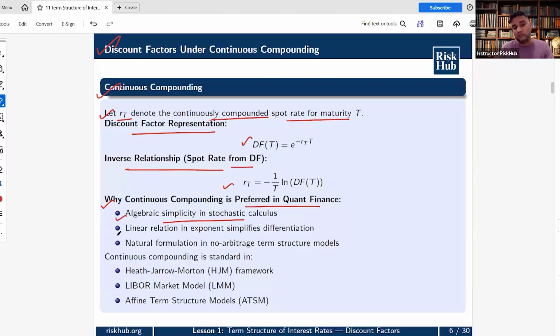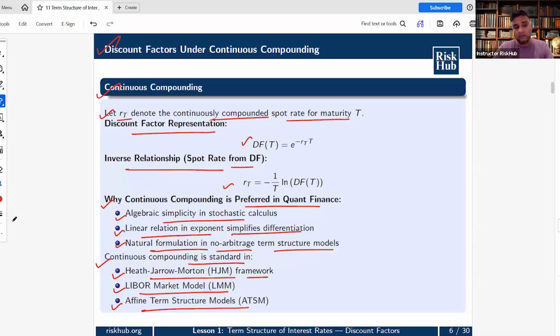Because of algebraic simplicity, stochastic calculus, a linear relationship in the exponent, simplified differentiation, and natural formulation of no-arbitrage term structure models. Continuous compounding is standard in the HJM framework, the Heath-Jarrow-Morton framework, the LMM model, the LIBOR market model, affine term structure models, etc. Right? So again, what's given on the slide is a continuous compounding version of both formulas, 3 reasons for using them, and 3 model families.